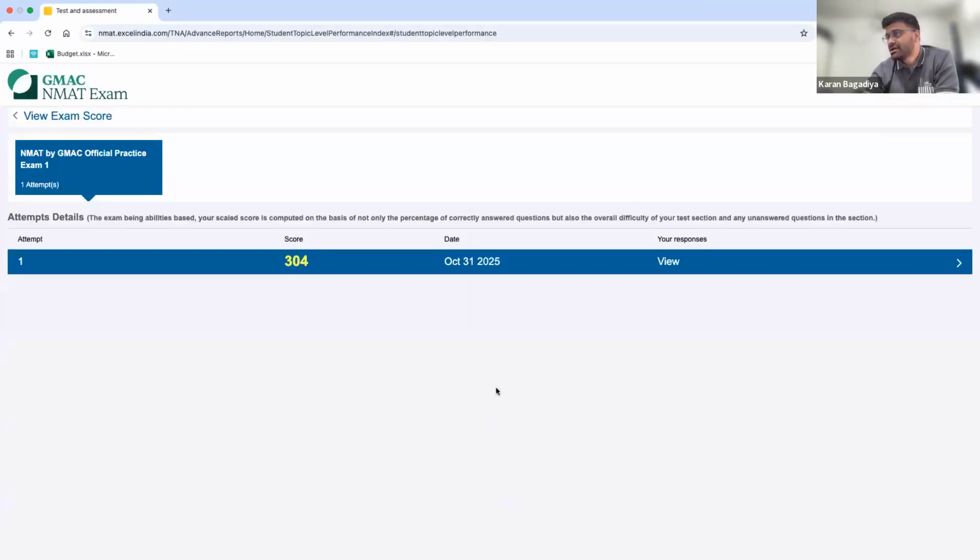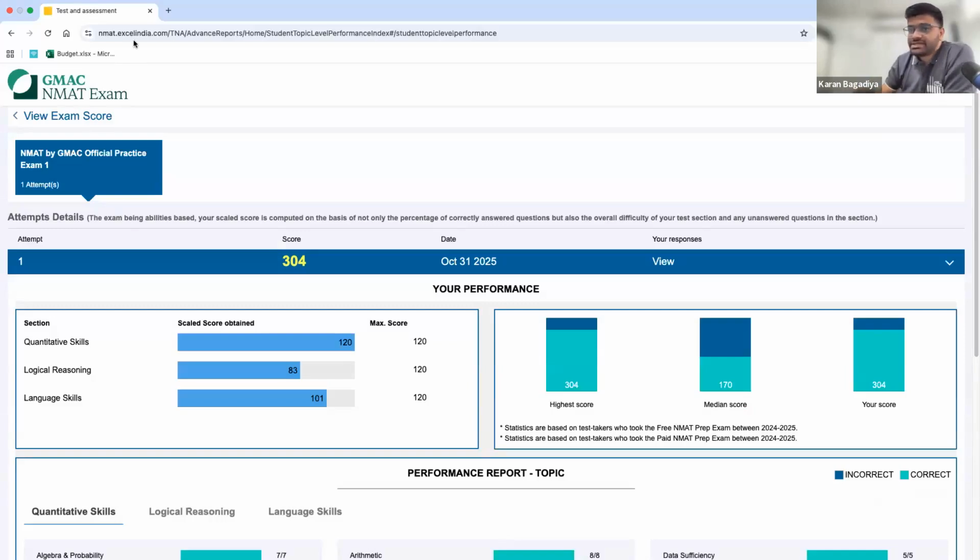So as I want you to see now that there are three sections, okay? So I'm going to try and annotate, and I'm going to bring the floating bar here. Yeah. So there are three sections: the quant section, the logical reasoning section, and the language skills or the verbal section. All of them have a scaled score rating between 12 and 120, such that your final score will be out of 360.